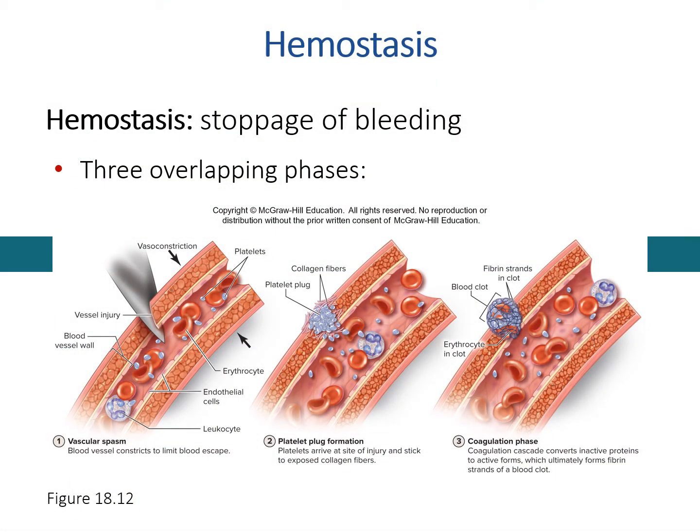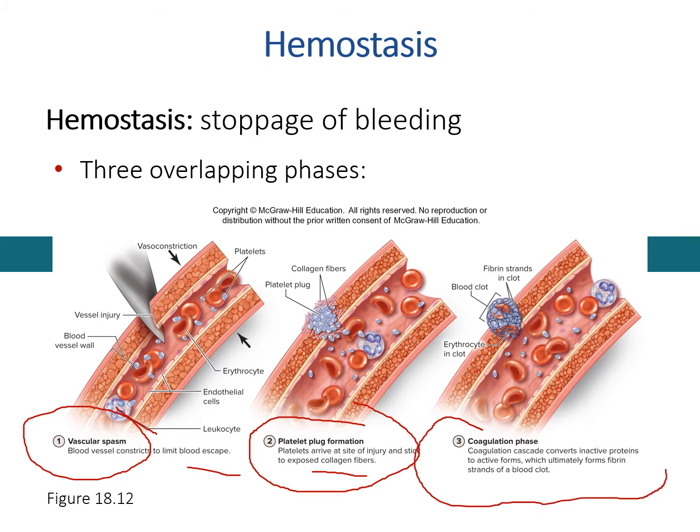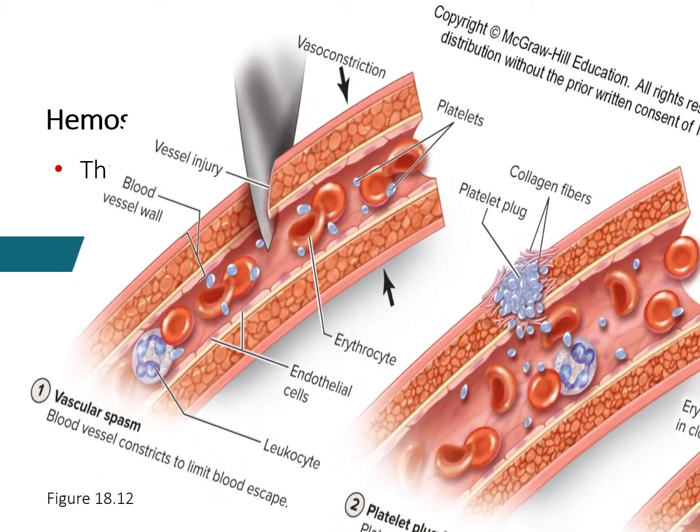First, a quick review. Hemostasis is the stoppage of bleeding, and there are 3 overlapping phases. The vascular spasm, as you can read here, it says blood vessels constrict to limit blood escape. The platelet plug formation, platelets arrive at the site of injury and stick to the exposed collagen fibers. They stick to each other. The coagulation phase, this is a coagulation cascade of events, converting inactive proteins into active ones, which ultimately forms fibrin from fibrinogen, and that fibrin forms the strands of the blood clot.